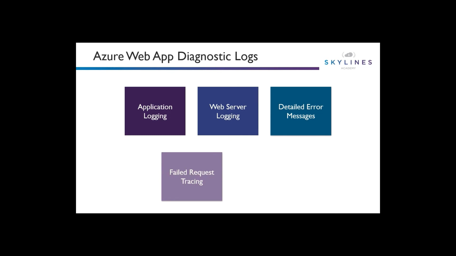We've got failed request tracing: detailed information about the failed requests. This includes a trace of the IIS components used and the amount of time each one took. And then finally, deployment logging, and these are logs that are generated when we publish content to our web application.